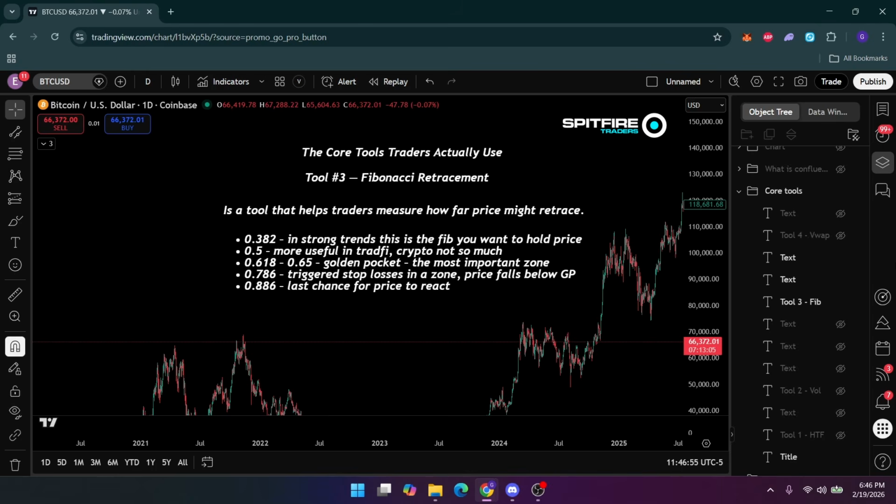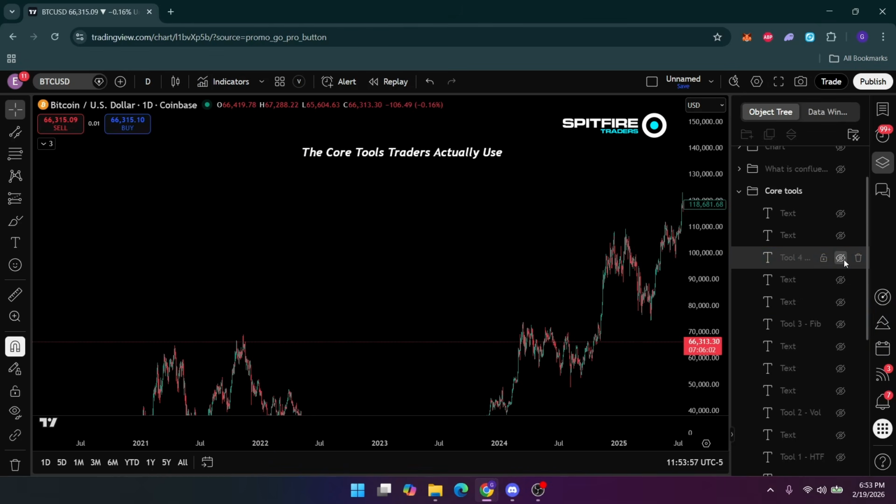0.786 is often useful because, due to many triggered stop losses in a zone, price might fall below the golden pocket. And the last one, 0.886, is the last chance for price to react from. Fib isn't magic, it's just a tool to measure structure and pullbacks.